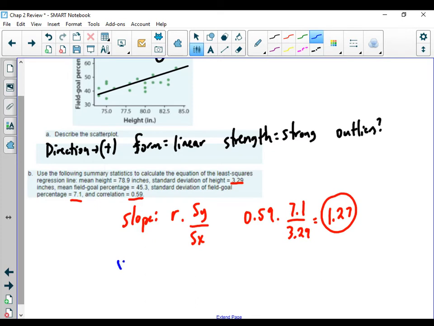Now the y-intercept. So the y-intercept, we said we're going to take y bar minus that value we just got for slope times x bar. So y bar would be the field goal percentage mean. So field goal percentage mean was 45.3. Our slope, or b value, was 1.27, we found. And then x bar, the height had a mean of 78.9.